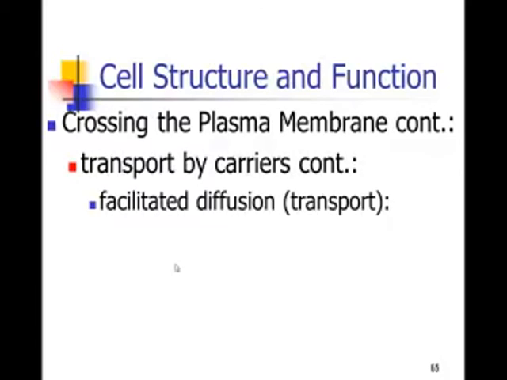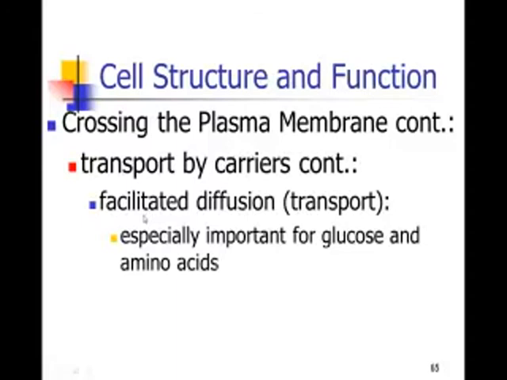And then we have facilitated diffusion. Facilitated diffusion has the word diffusion in it, so you would expect that things are going to move from a high concentration to a low. That's true, but in facilitated diffusion or facilitated transport, you have to have a carrier molecule involved because the material won't diffuse otherwise. And this is going to be really important for getting glucose into the cells and amino acids into the cells. You might think, well, if it's diffusion going from high to low, don't they diffuse back out?